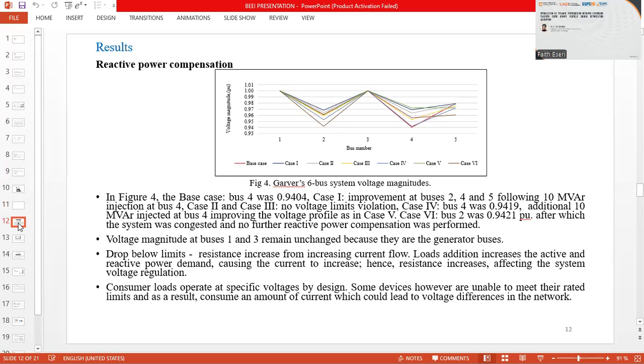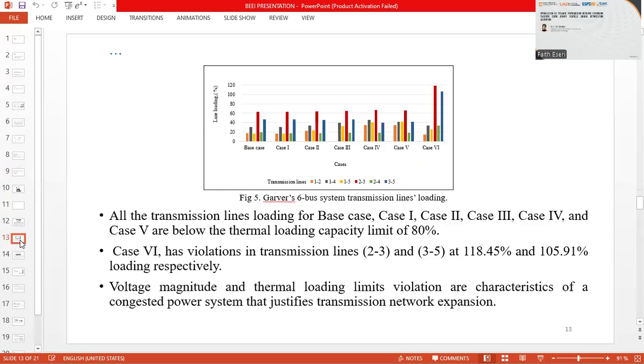When you're using the active power compensation, figure 4 shows that bus 4 is violated, but to improve it, upon injection, the buses 2, 4, and 5 are improved. In cases 2 and 3, there are no violations in the voltage limits. Case 4 has a violation at bus 4. When an additional 10 MVAR is injected into bus 4, the voltage profile is improved, as in case 5. Case 6 has a violation at bus 2, and beyond that, the system is considered congested. Buses 1 and 3 remain unchanged because they are the generator buses.